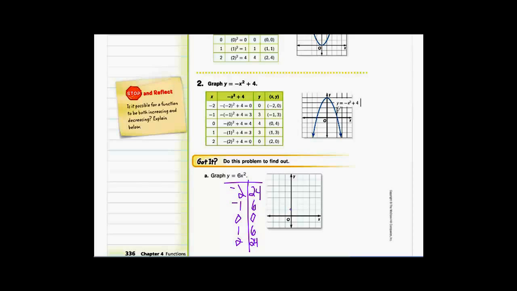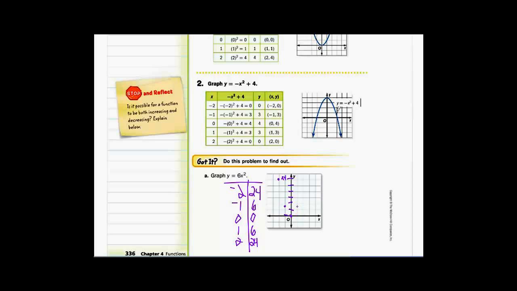I'm going to have to maybe go by, I don't know, maybe 4, 8, 12, 16, 20, 24. Maybe I'll do something like that. Okay? So if I've got -2, 24, my dot is right there. -1, 6 would be in between 4 and 8. And 0, 0 obviously is right there. And again, no y-intercept. It does have a minimum point at 0.